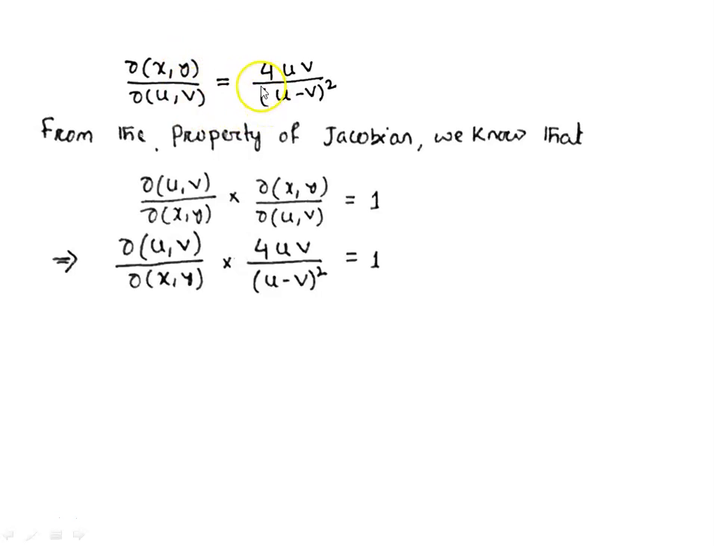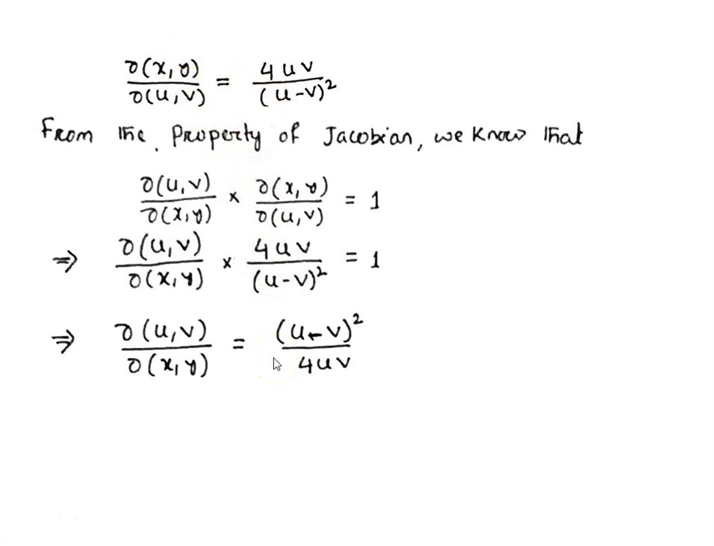Here it is. So Jacobian of uv with respect to xy is equal to 1 divided by this, which is equal to u minus v whole square divided by 4uv.